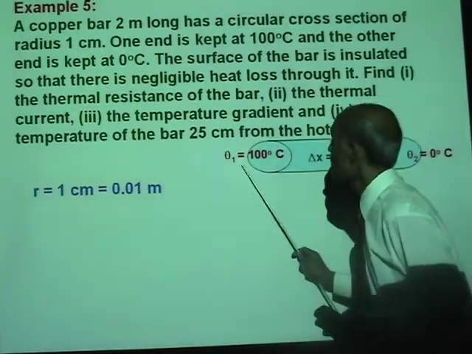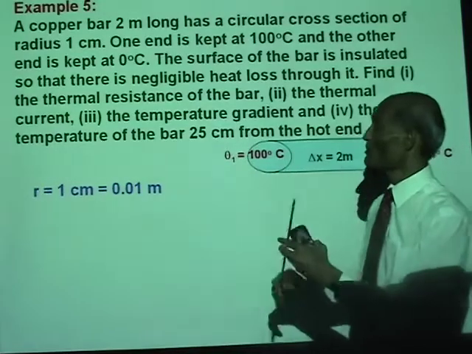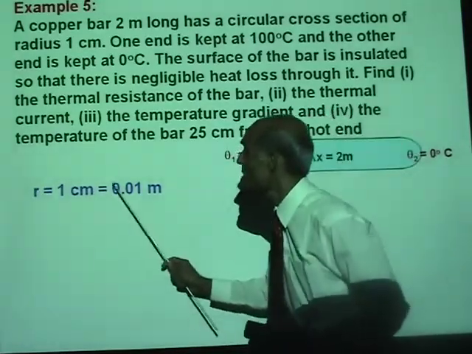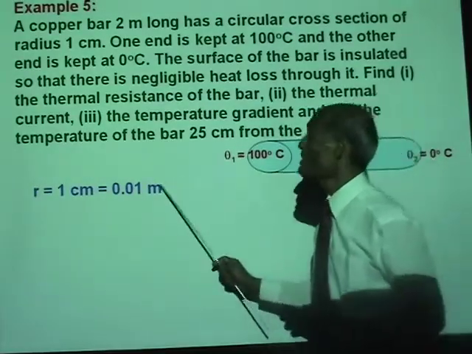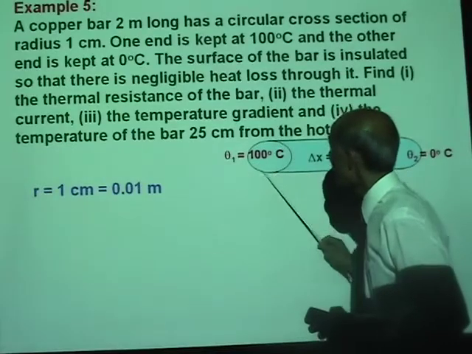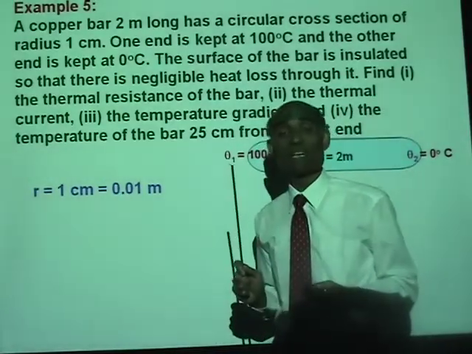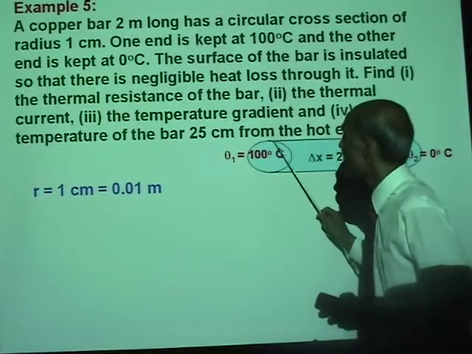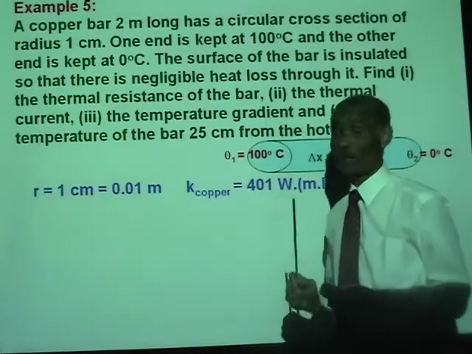Now, the radius of this rod is 1 centimeter, which is 0.01 meter. What does that help you to do? We can now calculate that area. Now, if the radius is 0.01 meter, can you tell me what is that area of cross-section? Well, we can calculate that.